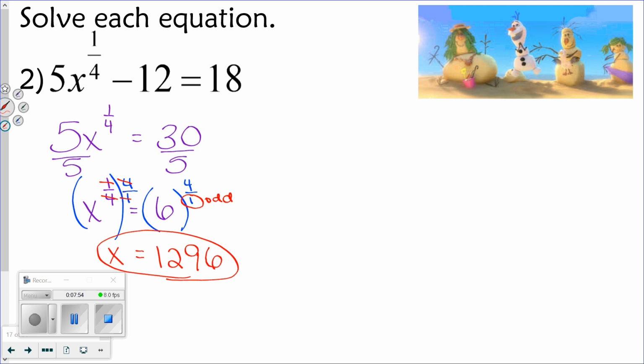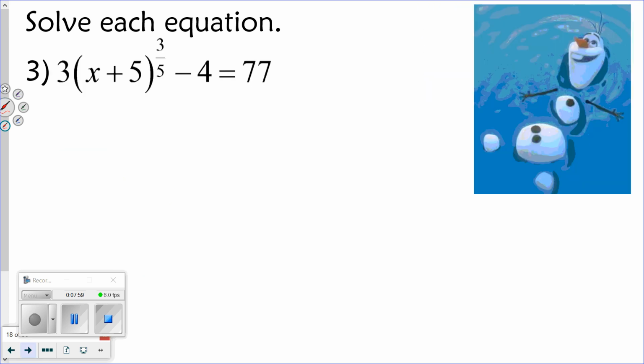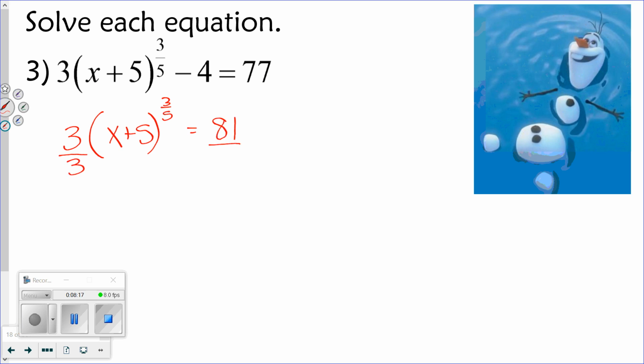How are we feeling so far? Okay. So why don't you guys go ahead and try number 3 on your own. All right, so what number did you get rid of first? The 4. Good. So the 3 is still there. So we have to add 4. It's going to give you 81. Divide by 3. You cannot distribute into that. So x plus 5 to the 3/5, 81 divided by 3. Good. Then we raise this to the reciprocal, which is 5/3.